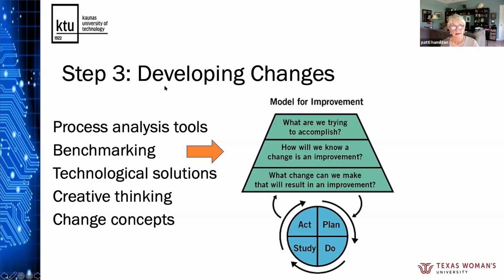Now, in developing changes, you've got all these things to think about: process analysis tools, how you're going to do that, what you are going to benchmark against. In examples that we gave earlier, we said, well, we're going to benchmark our catheter infection rate against something. Is it a national standard? Is it an agreed upon limit? We also want to consider technological solutions, creative thinking and change concepts. So all these things go into developing change.